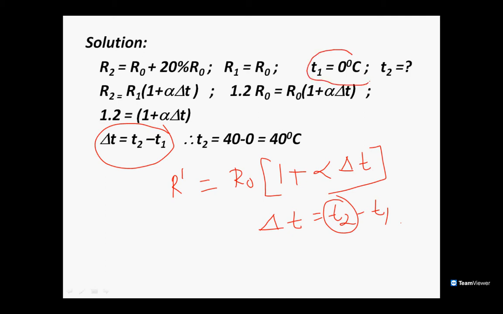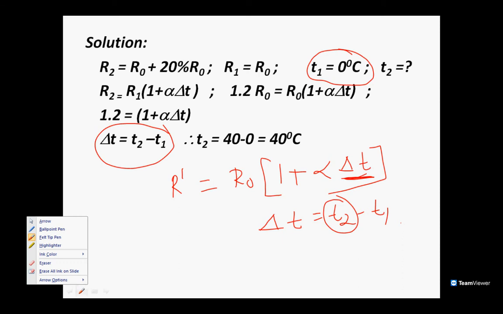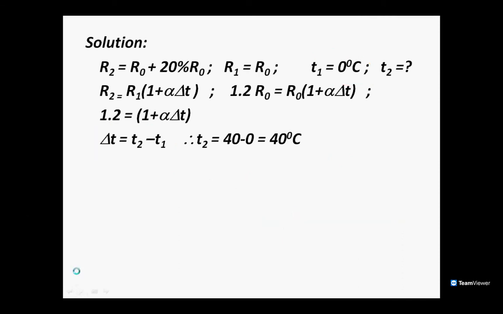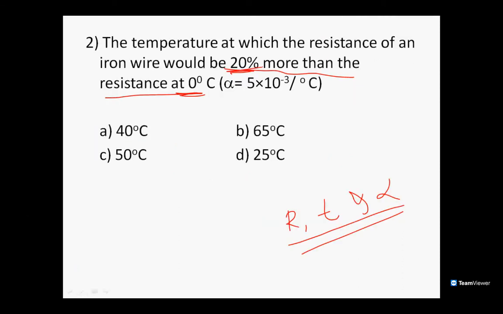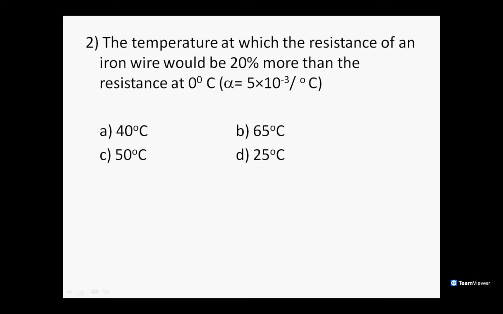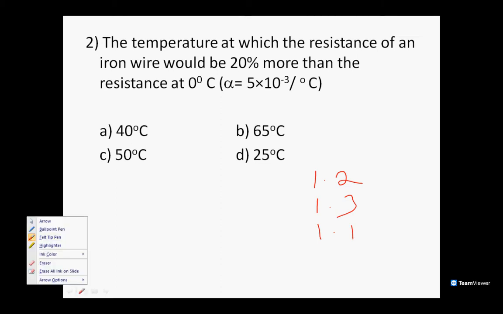But already T1 is known here. T1 equals 0 degrees Celsius. For this, I need to calculate delta T. And also, the second thing, remember students, here resistance increases by 20%. Whenever the question says 20% increase, 10% increase, 20% means you write 1.2. Initial value is 1. If 30%, you write 1.3. If it increases by 10%, 1.1. In this fashion, you should write it.